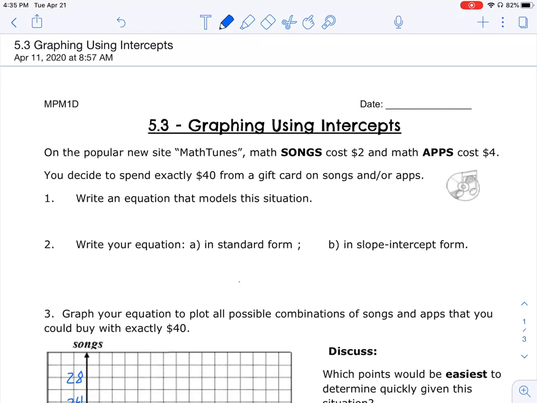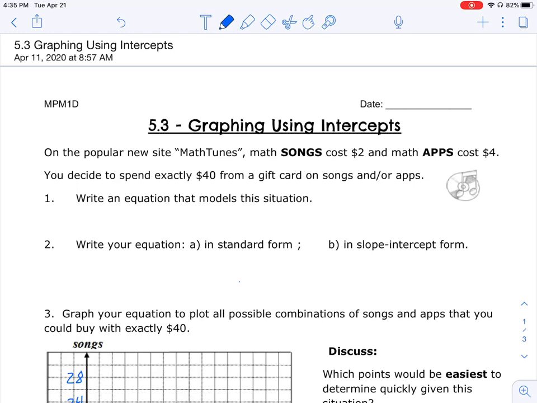Today we're going to be talking about graphing using intercepts. And when we're talking about using the intercepts, we're going to be discussing the x and y intercept, or where the graph touches the x and the y axis. And we'll get into that in just a second. But we're going to bridge what we've already done and then connect it with what we're about to do today.